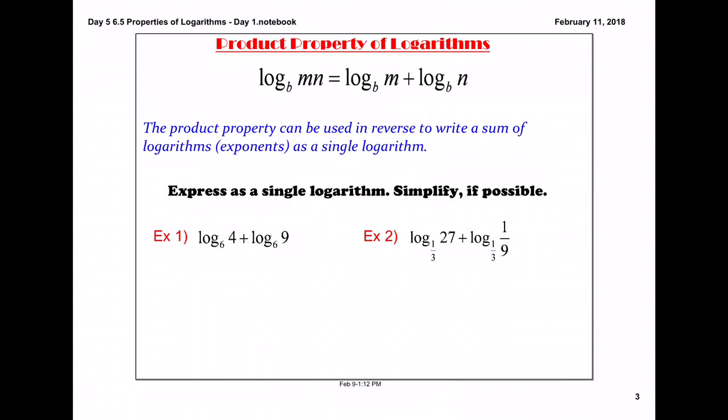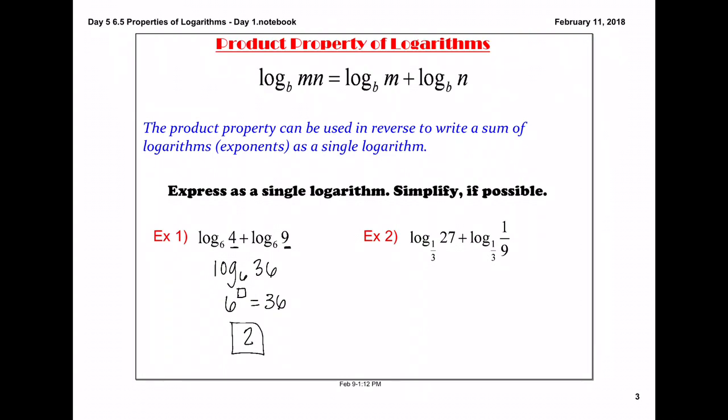Express as a single logarithm, simplify if possible. So example number 1 says log with the base 6 of 4 plus log with the base 6 of 9. Using our product property, we can multiply our 4 and our 9 together to get log with a base 6 of 36. We now ask ourselves, 6 to what power equals 36, and we know that it's 2.